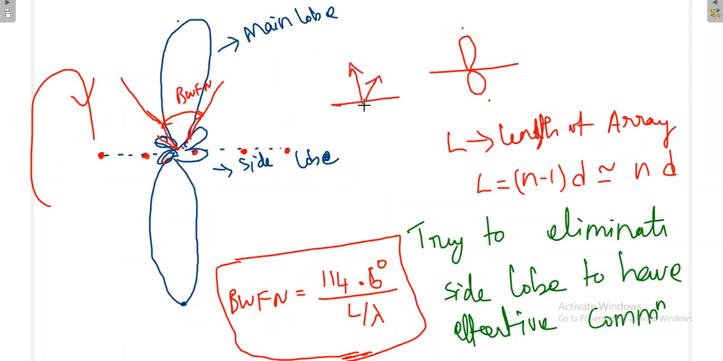I can also draw a line here, perpendicular like this. I can also draw the line like this. I can also draw the line like this. But what is important? This is the antenna array axis. My direction of maximum radiation will be perpendicular to the array axis, but that can be anywhere, like a circle.